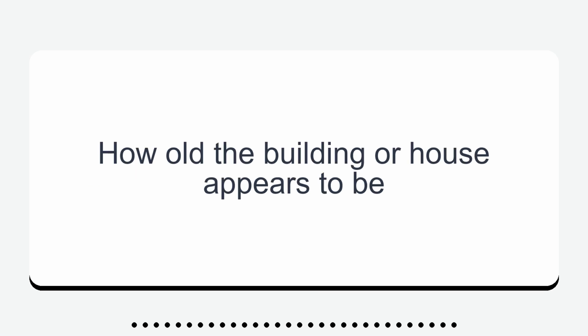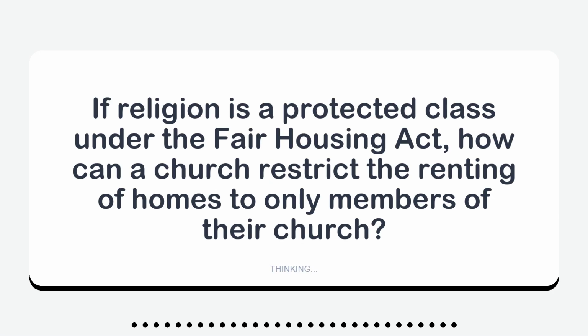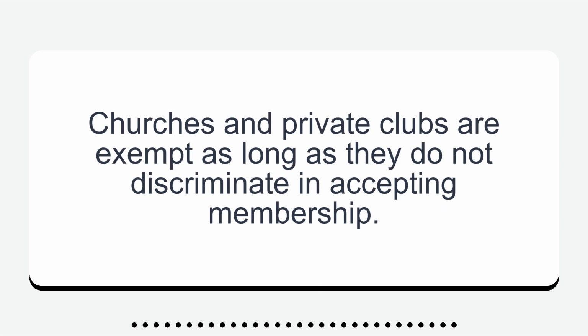Effective age means how old the building or house appears to be. The indestructibility of land refers to durability. If religion is a protected class under the Fair Housing Act, how can a church restrict the renting of homes to only members of their church? Churches and private clubs are exempt as long as they do not discriminate in accepting membership.